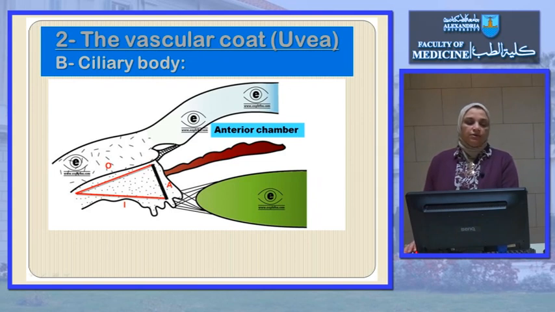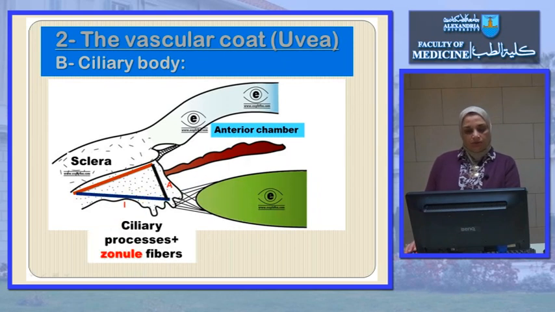We have the ciliary body here, a continuation of the iris. It has a base which is facing the anterior chamber. It has 2 long sides, one of them facing the sclera, and the other side is the part of the ciliary body from which the ciliary processes extend. You see these ciliary processes, which will give attachment to the suspensory ligaments of the lens, which we also call the zonular fibers.